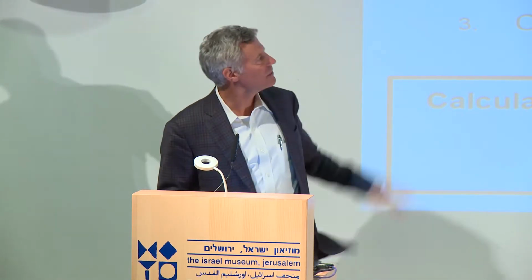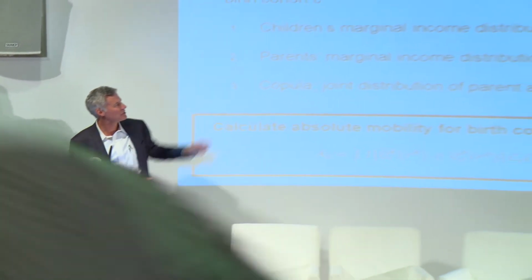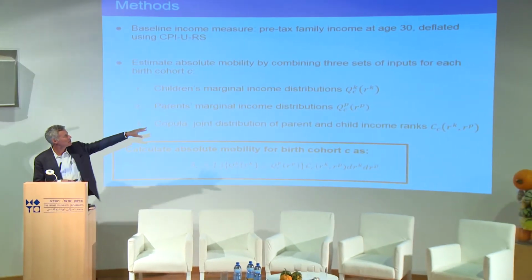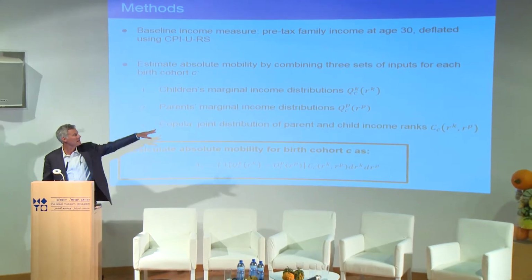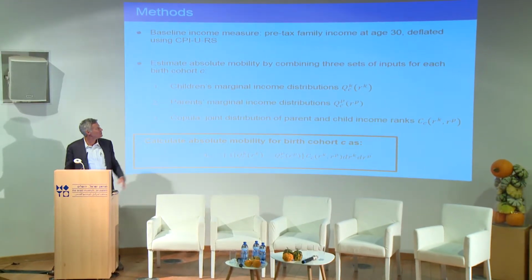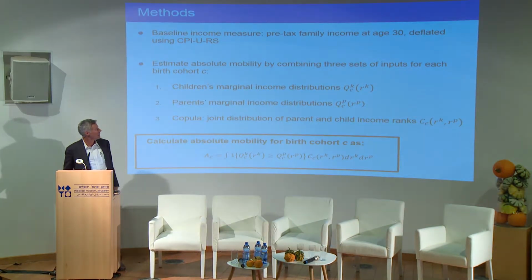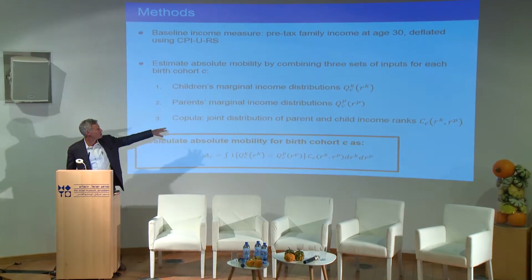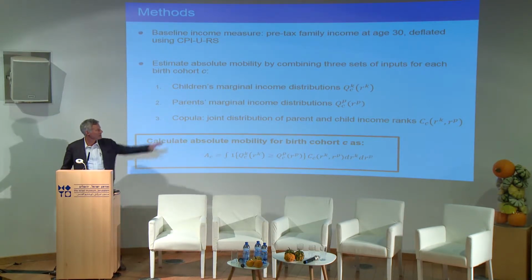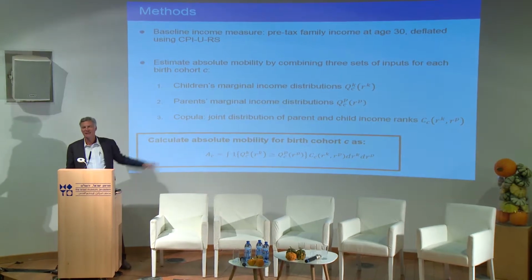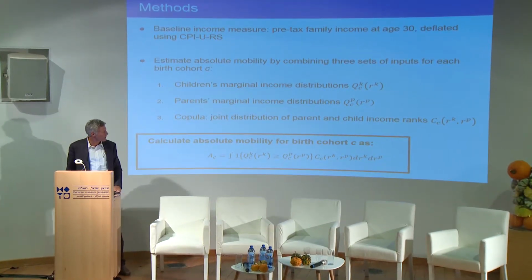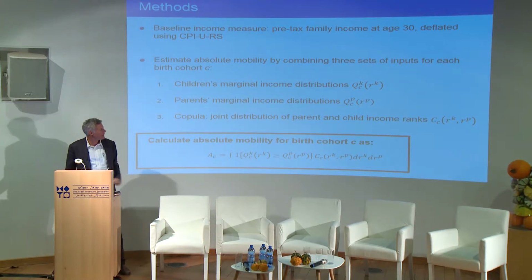So just to be more concrete about their method, they calculate the marginal income distribution of children. This is really the inverse distribution. So Q_K(C) is the income cutoff for rank R_K. Likewise for parents, Q_P(C) is the income cutoff at rank of parents. And then the joint distribution of children and parents' ranks is given by C(R_K, R_P). And then I think this ought to be a double integral. You integrate over both the children and the parents' ranks, and look at the fraction of cells where the children are earning more income than their parents.